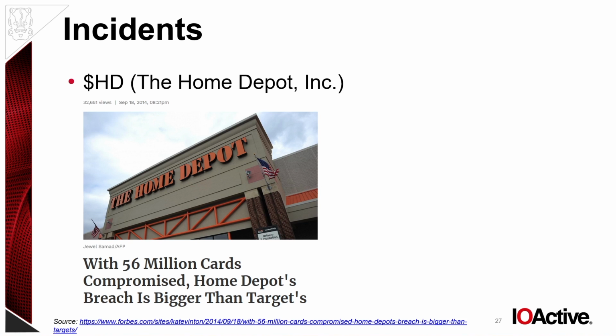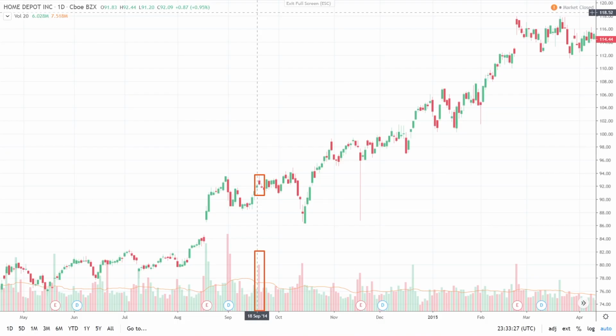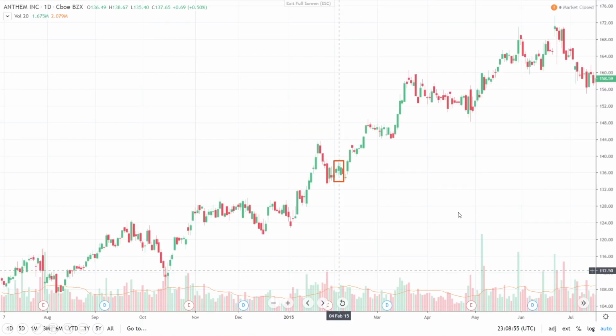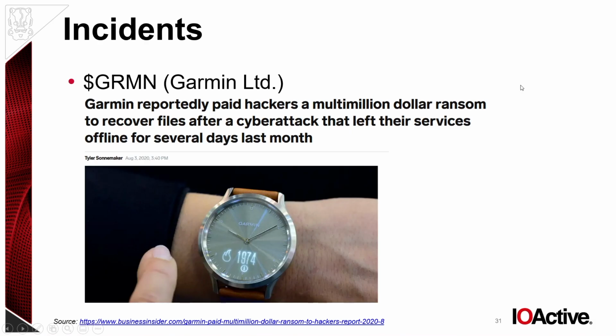Basically, 56 million cards were compromised in this breach. Nevertheless, the price went up and up and up. Wall Street didn't care. Anthem. As you can see here, the investors didn't care about the millions of records stolen because these companies, this sector, had the help of the Affordable Care Act. Basically, Wall Street didn't care again about these breaches.